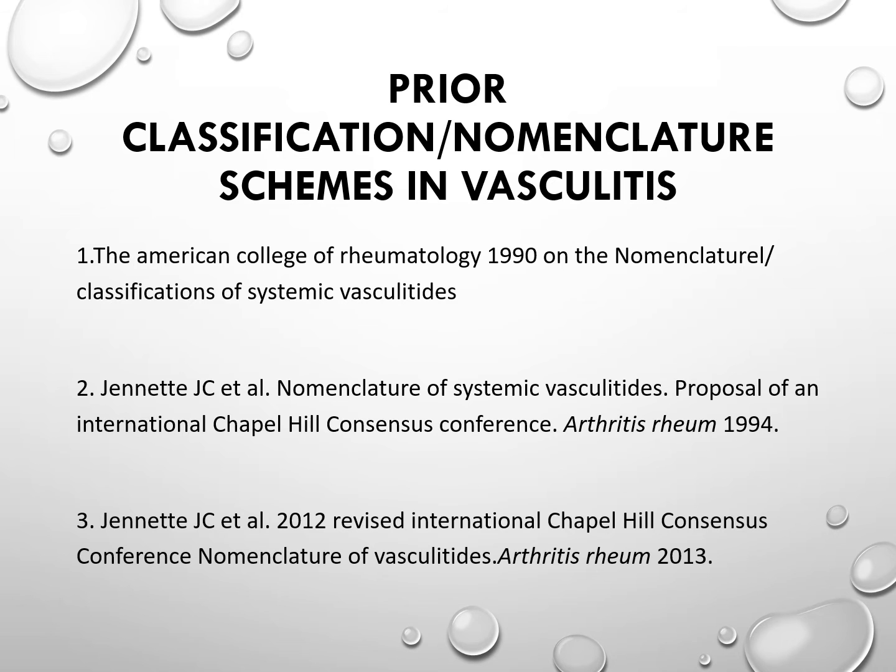So we have many classification criteria, and we should know the difference between classification and diagnostic criteria. The first classification criteria were proposed by the ACR in 1990. The nomenclature of systemic vasculitis started in 1994 with the Chapel Hill Consensus, and finally the latest Chapel Hill Consensus nomenclature classification, according to etiopathogenesis, was announced in 2012.